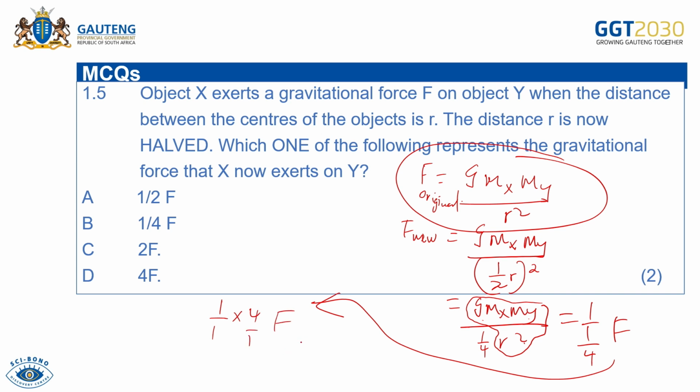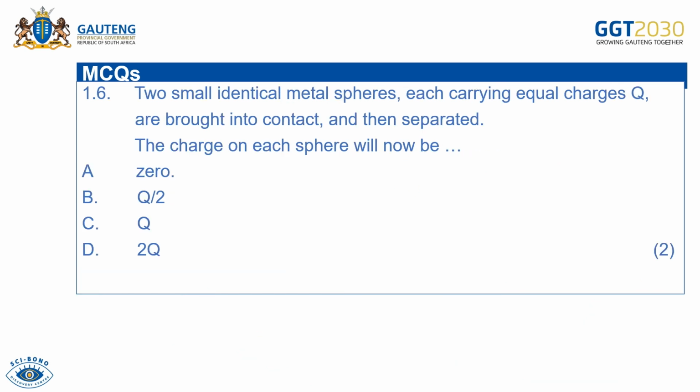Which is the same as what? So F nu will be 4 what? 4F. So F nu will be what? 4F. So the correct answer there will be what? Will be D. Okay? Let's move to 1.6.